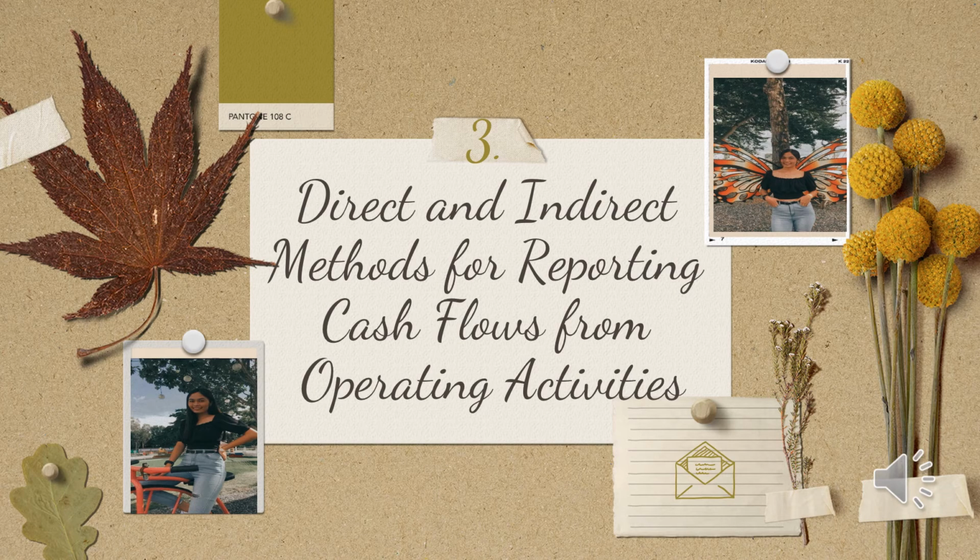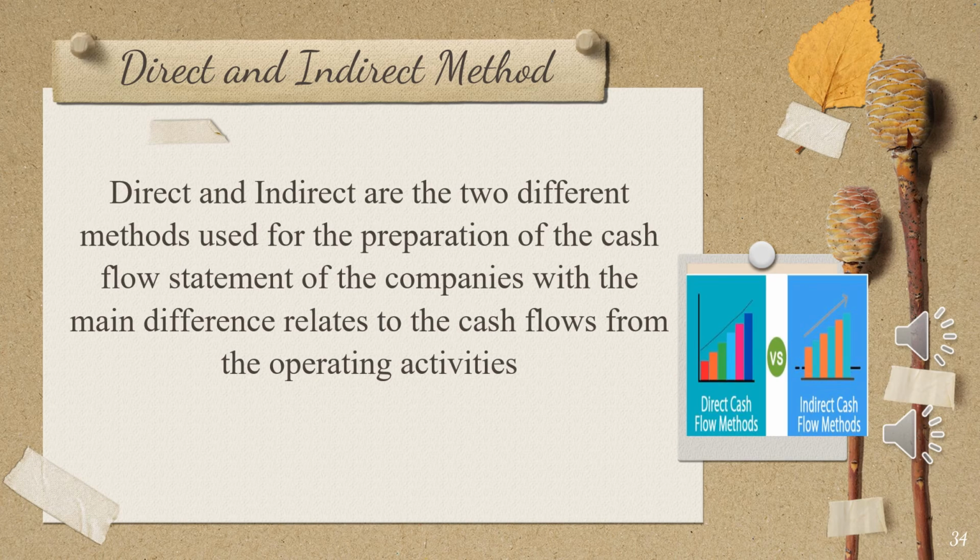Good day, everyone. I am Narisa Kabilangan and I will be talking about direct and indirect methods for reporting cash flows from operating activities. The cash flow statement contains three sets of activities, namely operating, investing, and financing. And usually, the investing and financing sections are calculated similarly. But when it comes to calculating cash flow from operational activity, two methods of calculation are majorly used, and these are the direct and indirect methods.